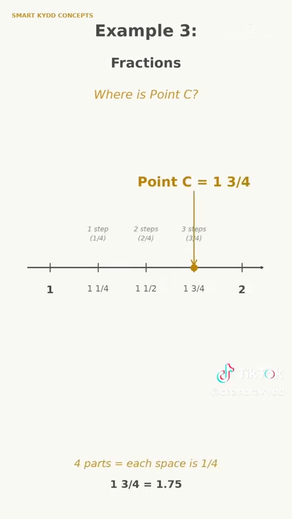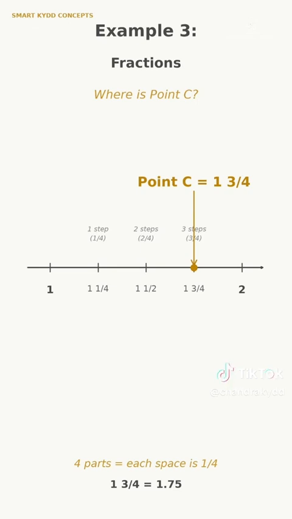Fractions make a lot of test takers nervous, but the number line actually makes them simple. Look at the space between 1 and 2. Let's count how many spaces divide that section: 1, 2, 3, 4 equal parts. That means each space is 1/4.